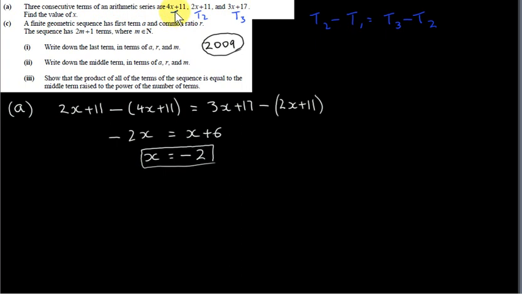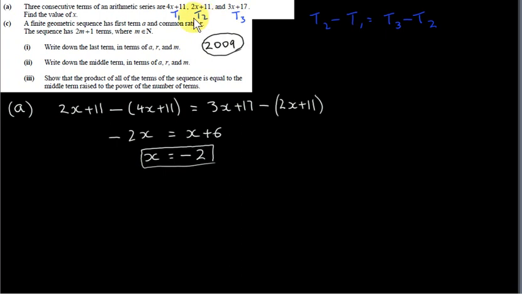Now, I'm calling these terms T1, T2, and T3. Now, they don't necessarily have to be the first 3 terms, of course. All that matters is that they are consecutive terms. That means that this term here comes immediately after this term, and this term here comes immediately after this term. That's what consecutive means. If we're talking about an arithmetic series, then this term minus the previous term should equal this term here minus its previous term.